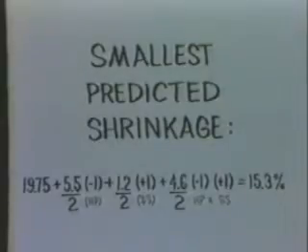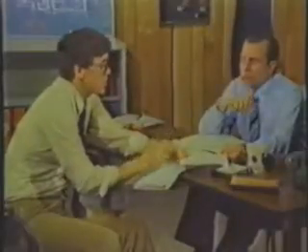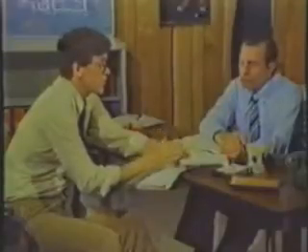Numerically, this equation is percent shrinkage equals 19.75 plus 5.5 over 2 times holding pressure, plus 1.2 over 2 times screw speed, plus 4.6 over 2 times holding pressure times screw speed. Now, we notice 2 things about this equation. 1, the interaction effect coefficient is quite large. It is a significant part of the equation.